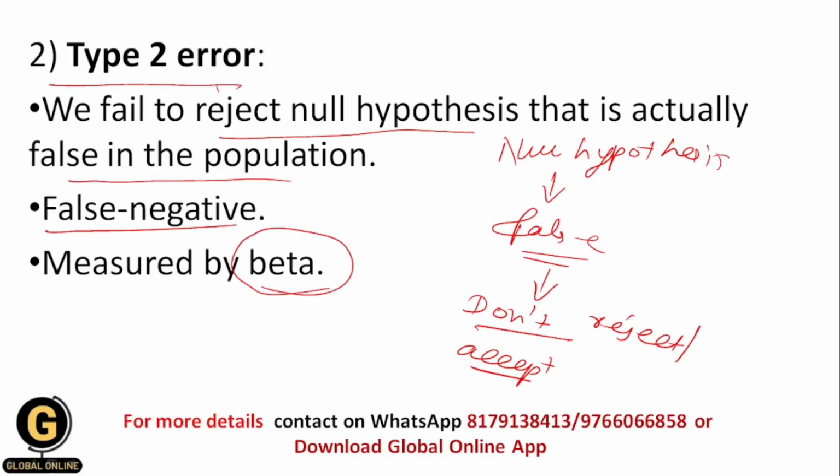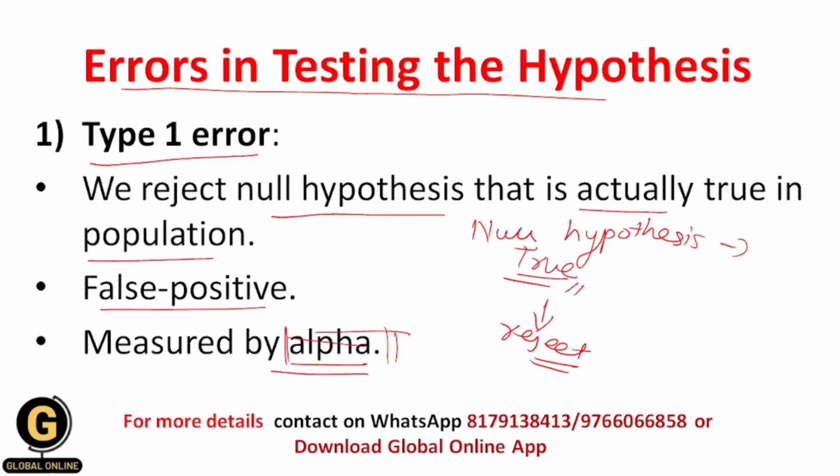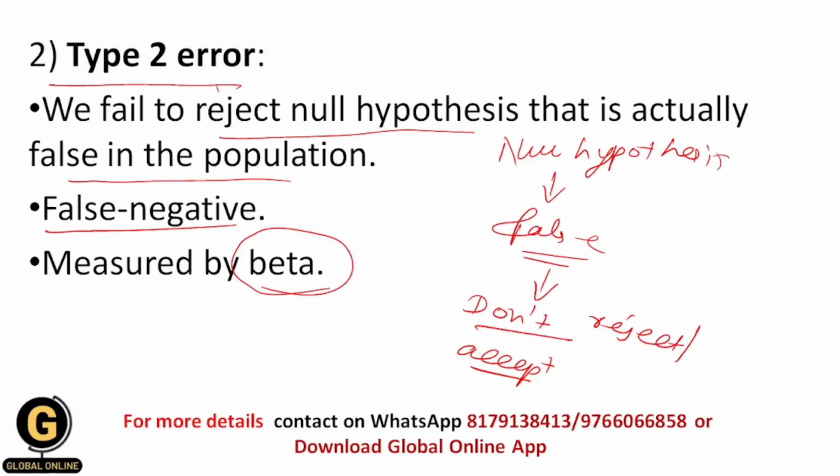So type 1 means the null hypothesis is true but we are rejecting it, and type 2 error means that the null hypothesis is false but we are accepting it.